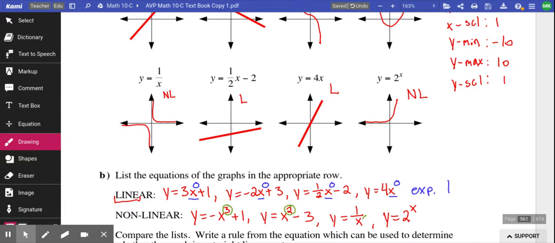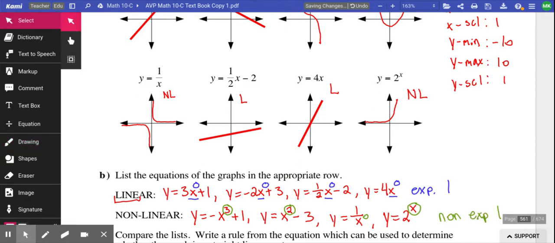This is technically an exponent of -1, right? And the last one actually has x as the exponent. So it doesn't have x as just a regular variable that we're used to seeing. So these are non-exponent 1. This will give us our first kind of general rule of the day.